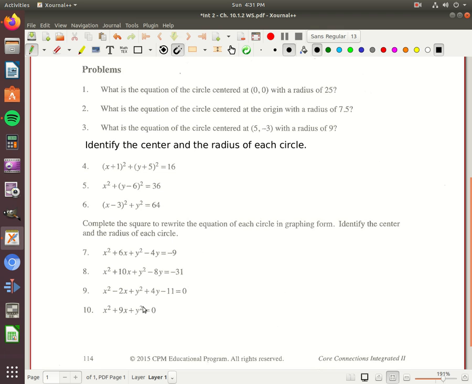A quick video to introduce worksheet 10.1.2. So if you have a pretty good handle on circles, you probably won't think this worksheet is very difficult, except maybe the last 4 problems. I'll just grab one from each section.